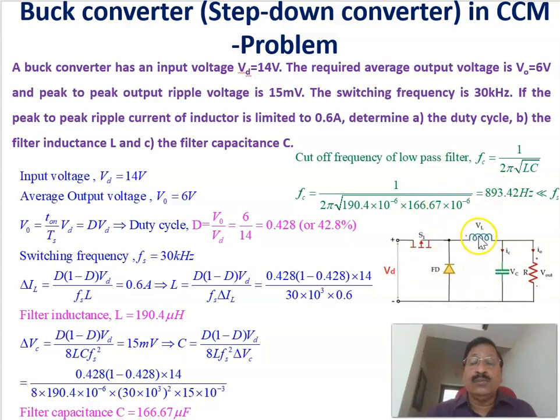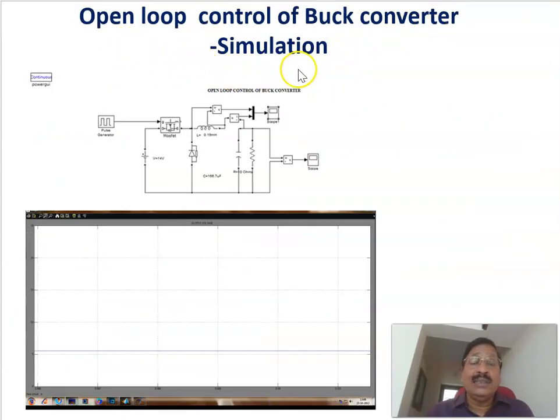We found out the value of the inductor and the capacitor. The same thing I simulated in MATLAB, the same circuit as I've already explained. Same circuit, a buck converter with the same values as we had seen in the last problem. We get the required output voltage, as the output voltage is 6 volts and the input voltage is 14. We get 6 volts with the same values I designed, simulated as an open loop buck converter. It's not closed loop as such. So this is the output voltage, 6 volt.